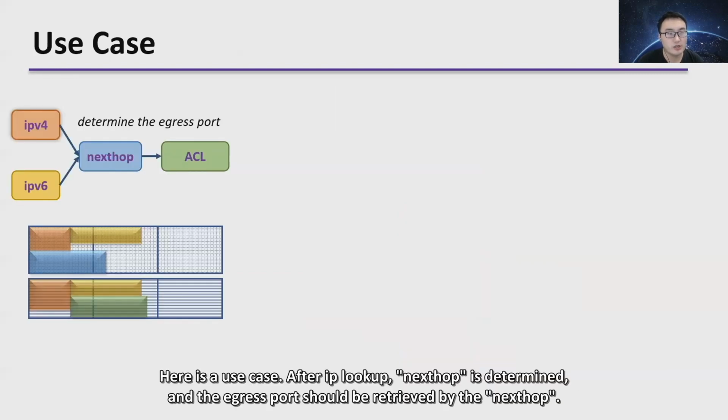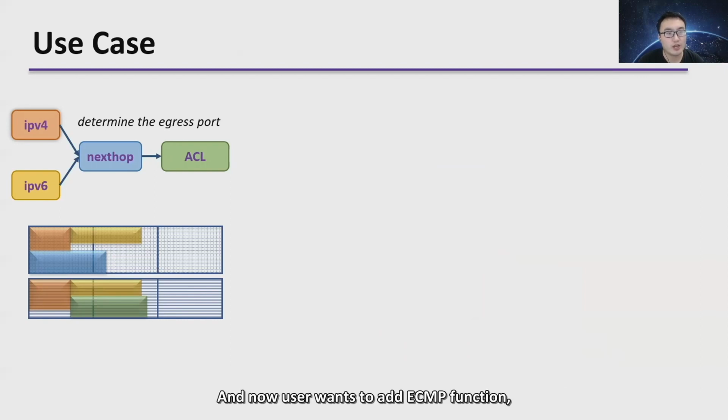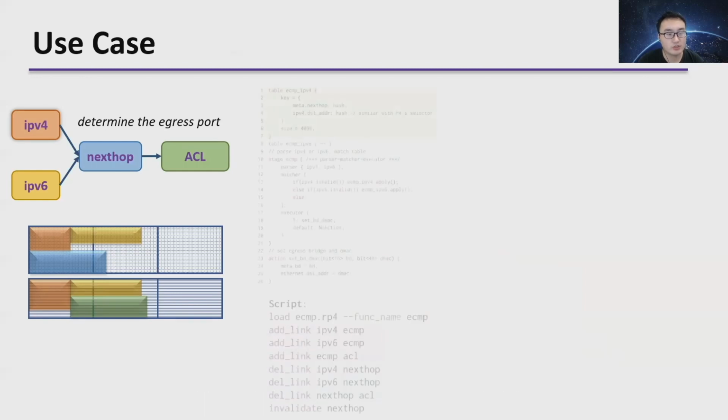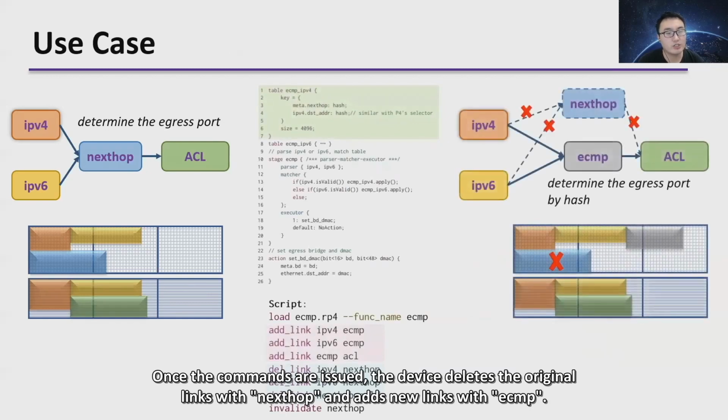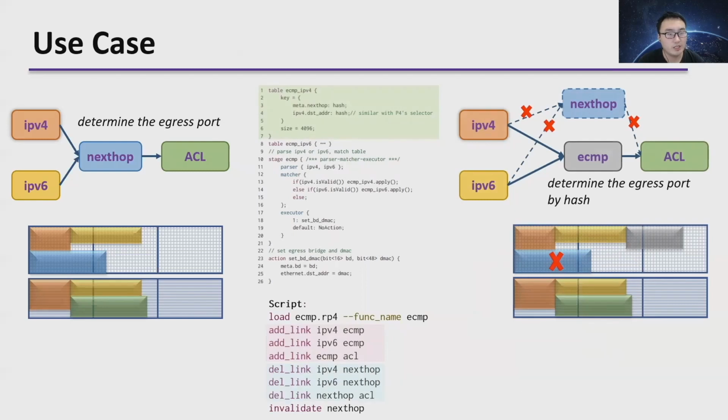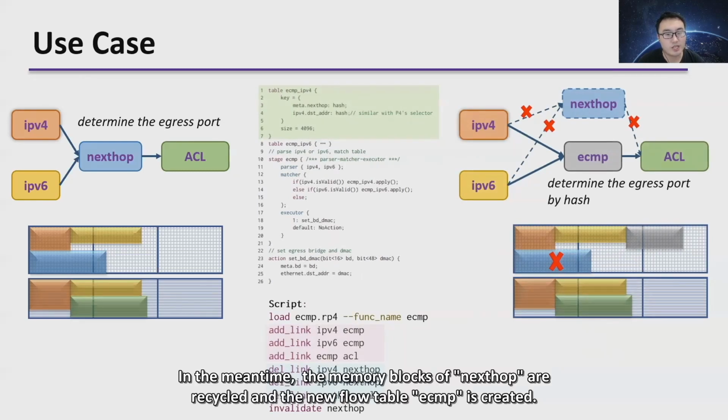Here is a use case. After IP lookup, the next hop is determined, and the egress port should be retrieved by the next hop. And now, the user wants to add the ECMP function. They can write the rP4 code piece and the instruction command. Once the commands are issued, the device deletes the original links with next hop and adds new links with ECMP. In the meantime, the memory block for next hop is recycled, and the new table for ECMP is created.